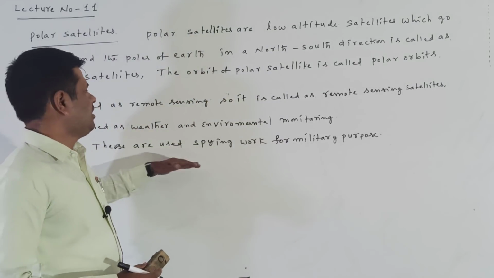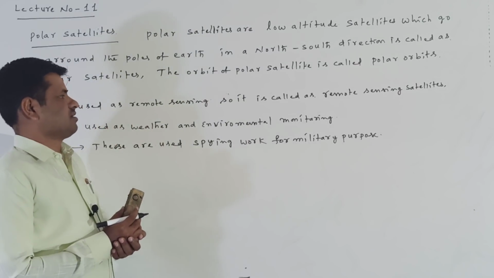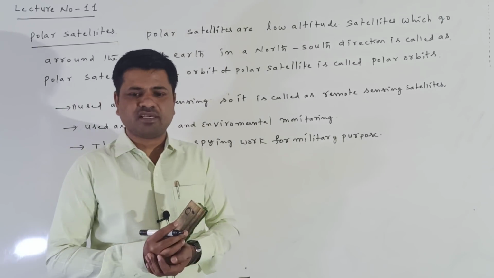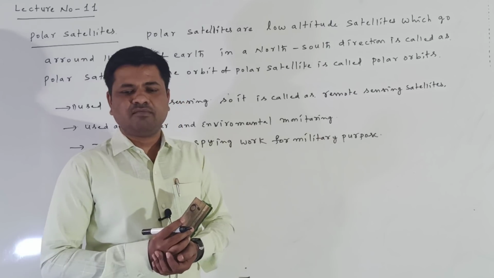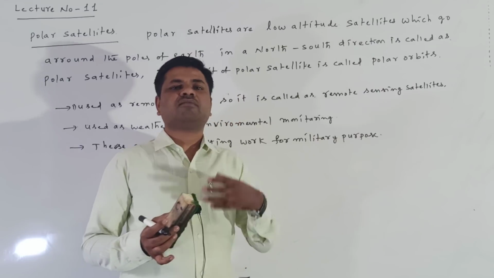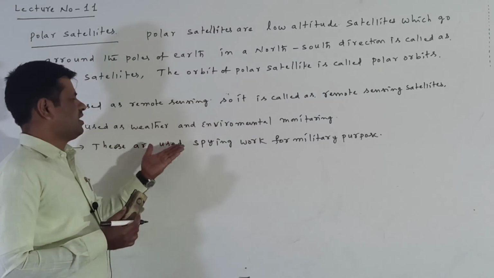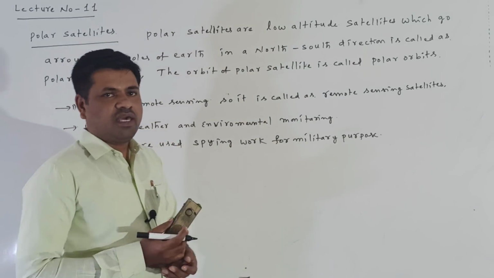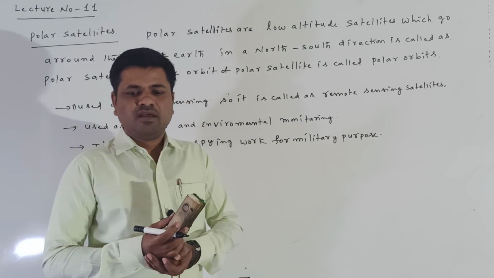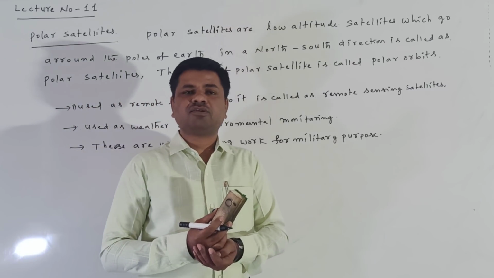These are the many uses of a polar satellite. Polar satellites are used for remote sensing, so they are called remote sensing satellites. What is meant by remote sensing? Remote sensing is a technique to collect information from any object without touching it. Another use is weather and environmental monitoring. What is the information given by the polar satellite? It is more reliable than the geostationary satellite.